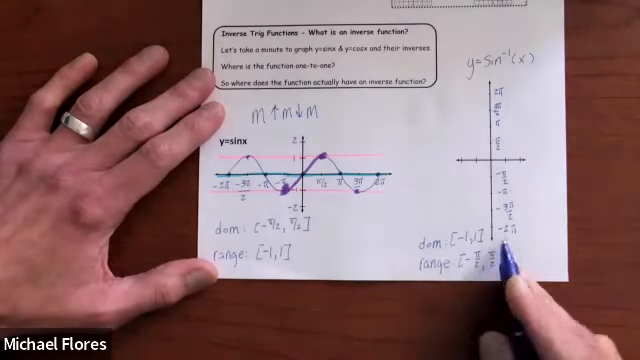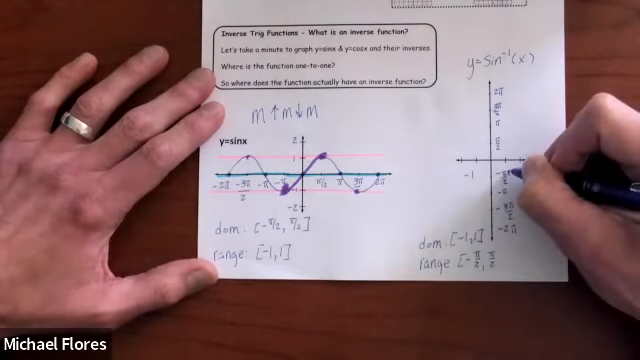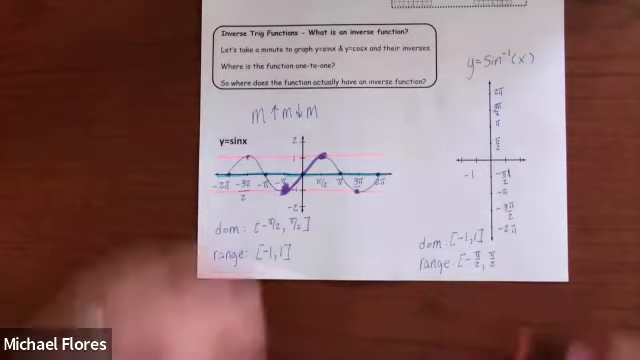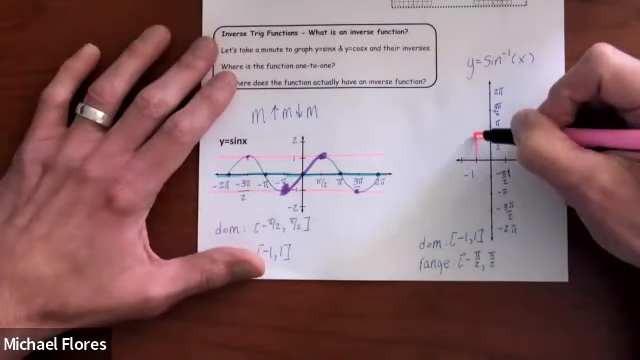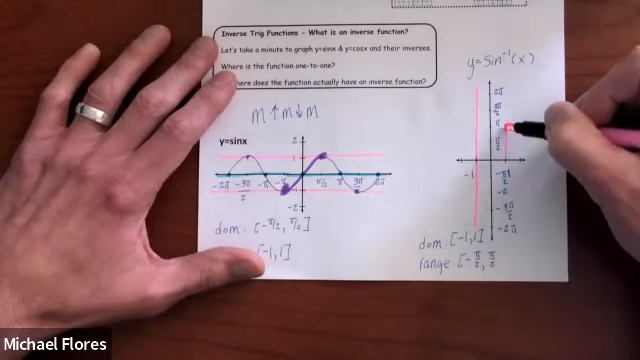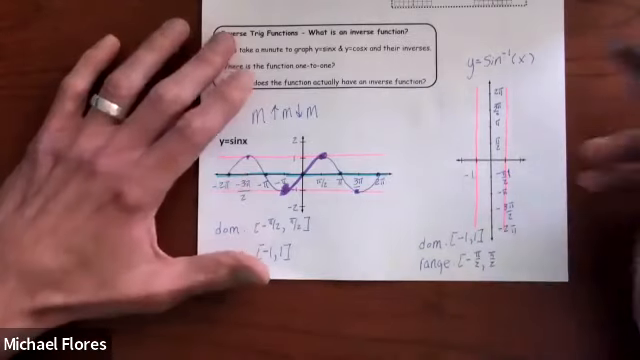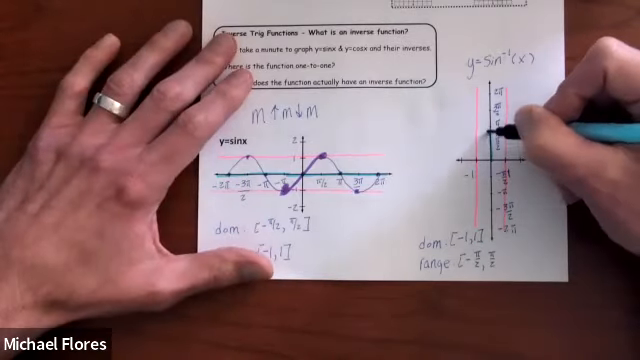Our domain is -1 to 1. -1, 1. So what happens is our bumper's now vertical. Our midline is now here.